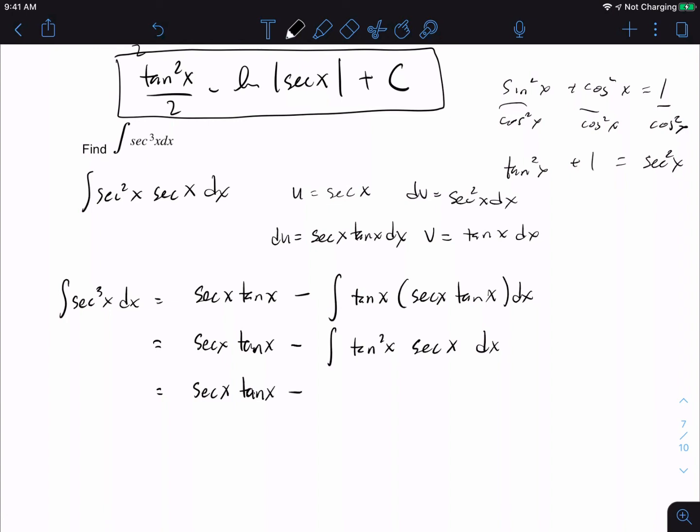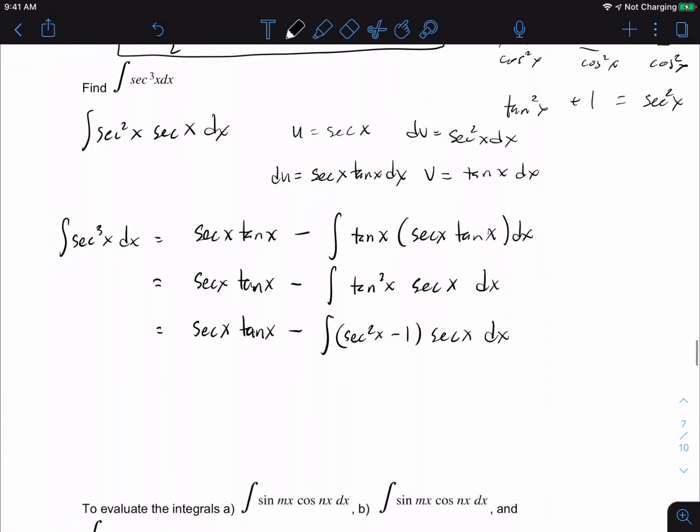tangent x, and now from here I'm going to use my trig identities, and so tangent squared is going to be secant squared x minus 1 times secant x dx. Agreed? Yeah. Which will then be secant x tangent x, and I'm going to break this up. Integral of secant cubed x dx minus, becomes a plus, the integral of secant x dx.